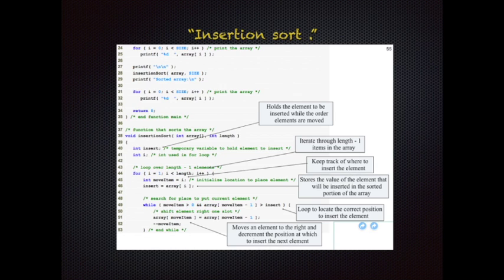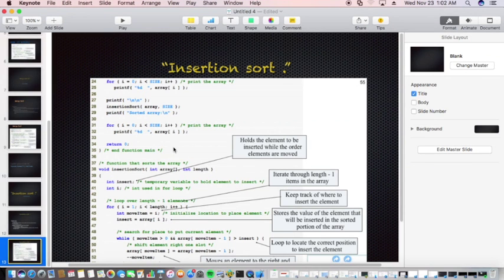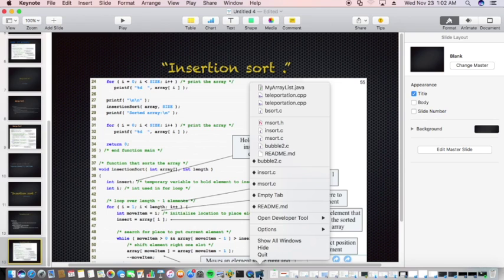Alright, let's see the raw code, the one we're going to be compiling. Where is it? Let's find it. That is insertion. Okay, here we go.